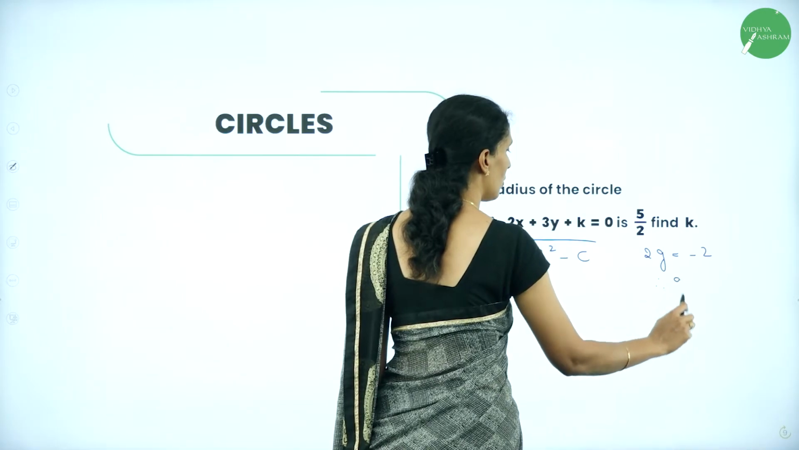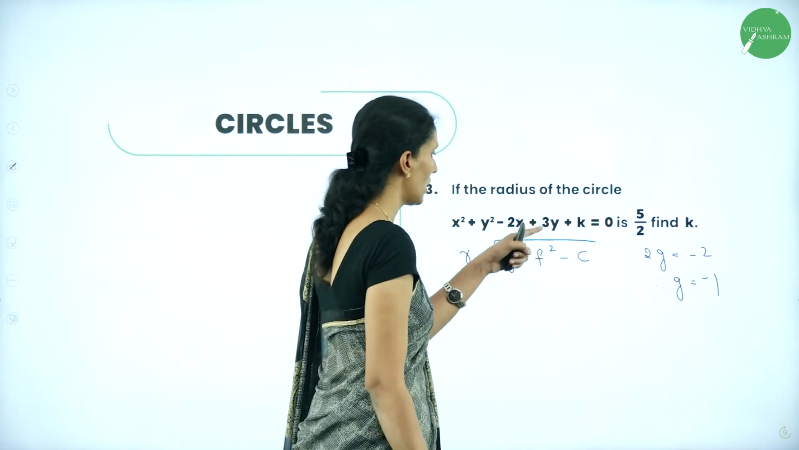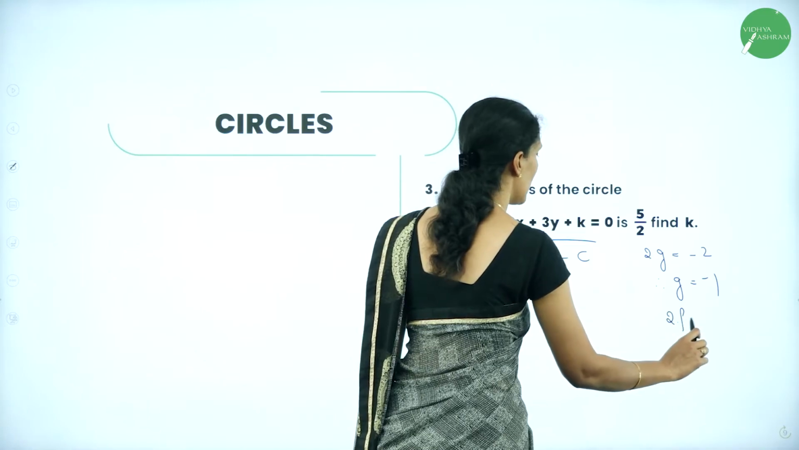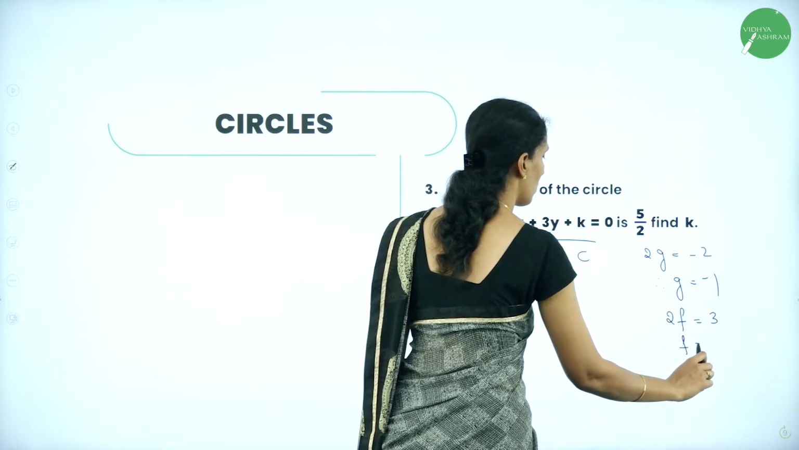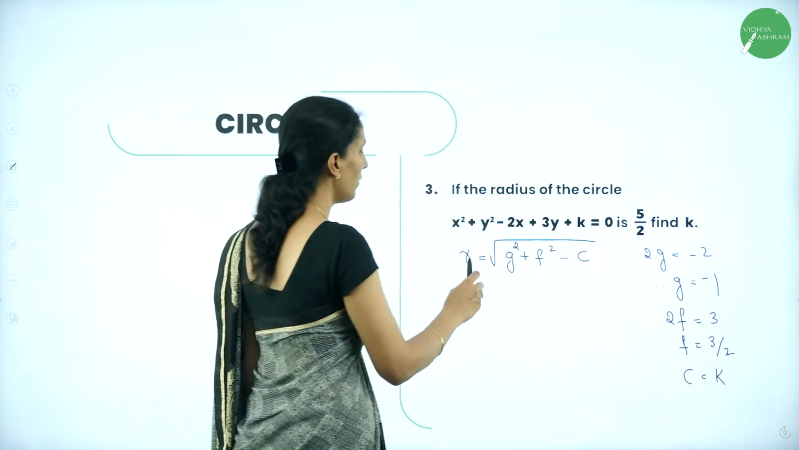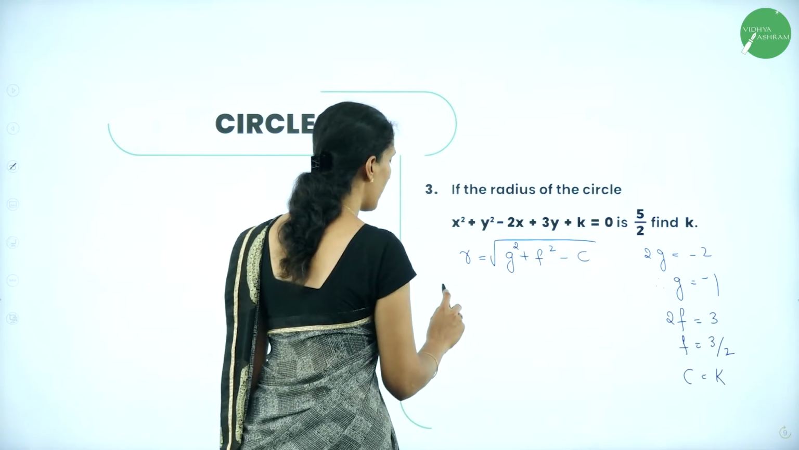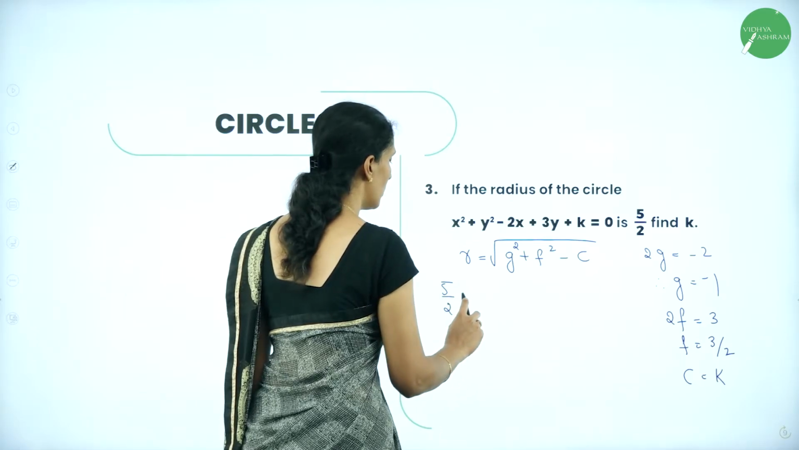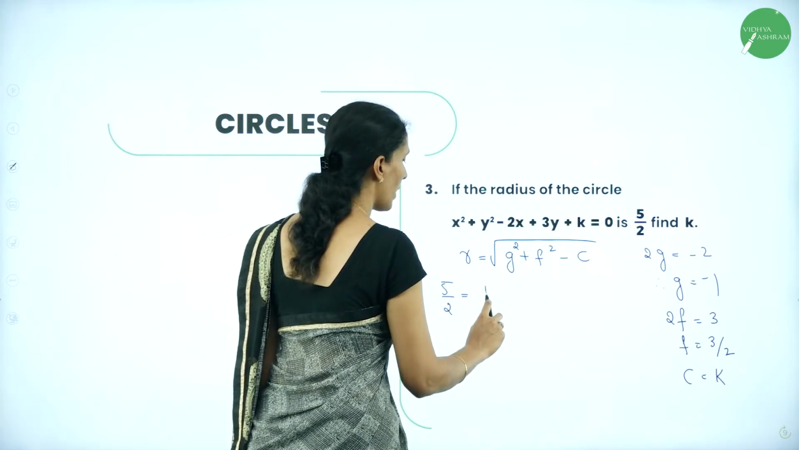So therefore the value of g is equal to minus 1. Next we have 2f is equal to 3. So therefore f is equal to 3 by 2 and c is k here. So therefore r is given as 5 by 2. 5 by 2 is equal to the square root of g square is 1.